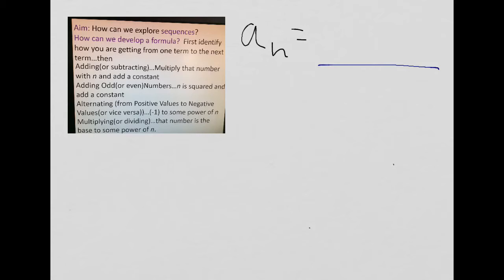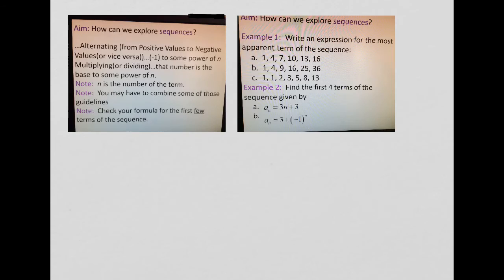All right, so here we're going to go to some examples. Okay, I thought I just had examples. The next slide is giving us a few notes, and I may have already said this. 1, n is the number of the term. 2, you may have to combine some of these guidelines. 3, check your formula for the first few terms of the sequence. So I definitely said these first 2 notes. If you wrote them down as I was saying them, awesome, you're a good note taker. If you didn't write it now, you can always pause the video, make sure you get it.